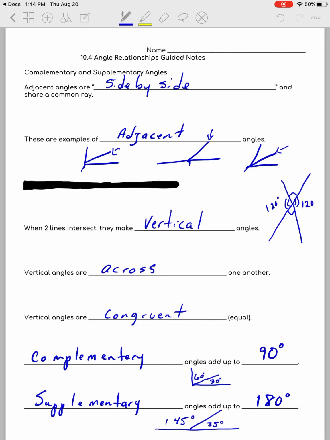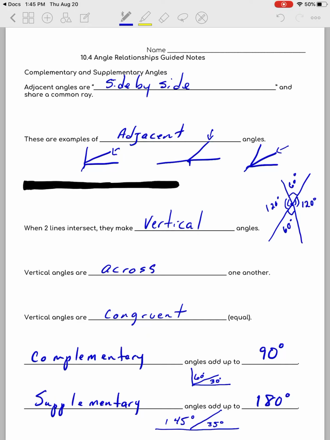Hypothetically, both of those would be 120 degrees, and both of these could be 60 degrees. But notice how those angles match. So again, vertical angles are when two lines intersect. They share the common vertex right there in the middle, a cross point. Vertical angles are congruent, they're equal.